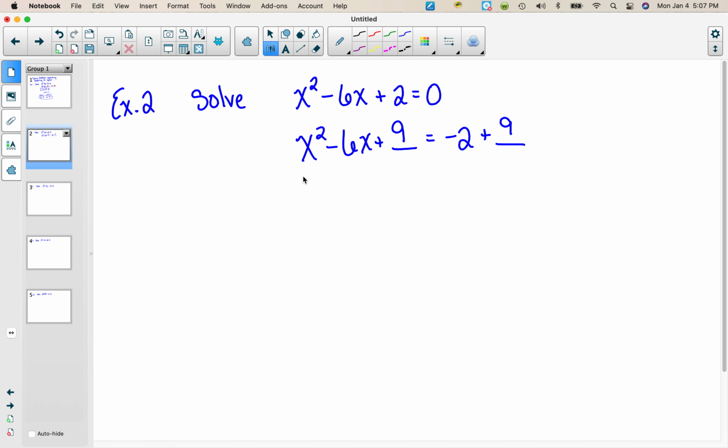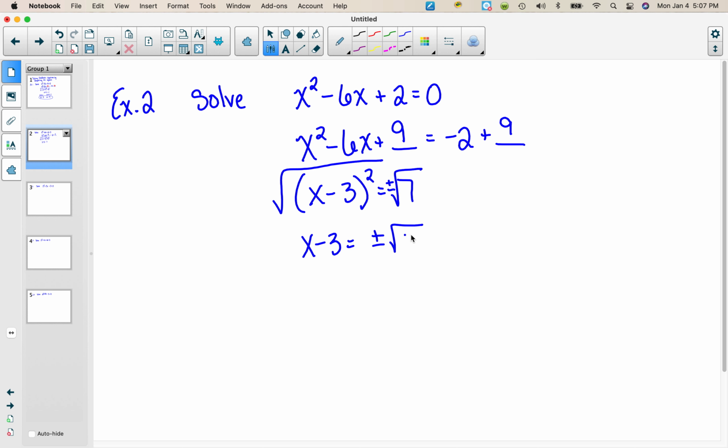So I have a 9 here. Now I can write it in this factored format. x minus 3 quantity squared equals 7. I'm ready to square root both sides. Don't forget plus or minus. So we have x minus 3 equals plus or minus the square root of 7.